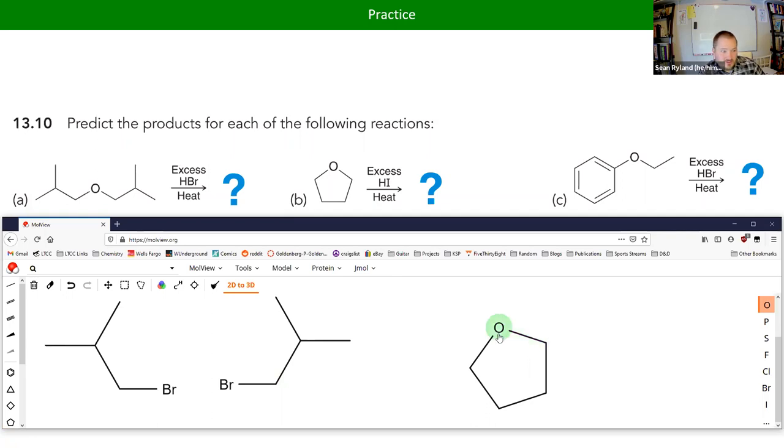So if we start with this molecule here, we're going to break both carbon-oxygen bonds and replace them with iodide in this case. And if you're unsure about these ring opening reactions, just remember to count your carbons. We only had four carbons to begin with. We still have four carbons. Casey, do you have another question? Okay, I'll lower your hand then.